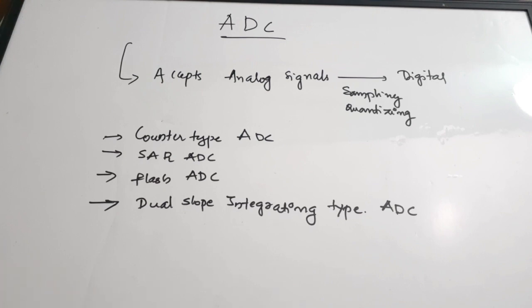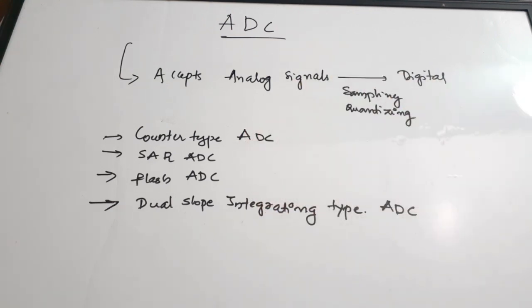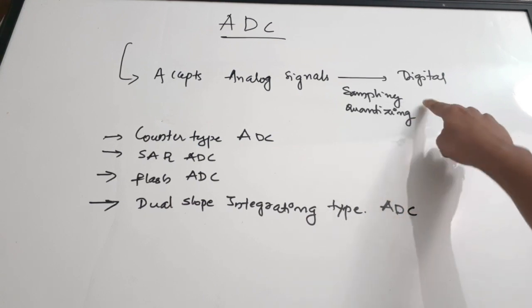So the function of an ADC, analog to digital converter, is to convert an analog signal to its digital version or digital approximation. The ADC accepts analog signals and converts the signal to digital. The two major operations performed in this process are sampling and quantizing.